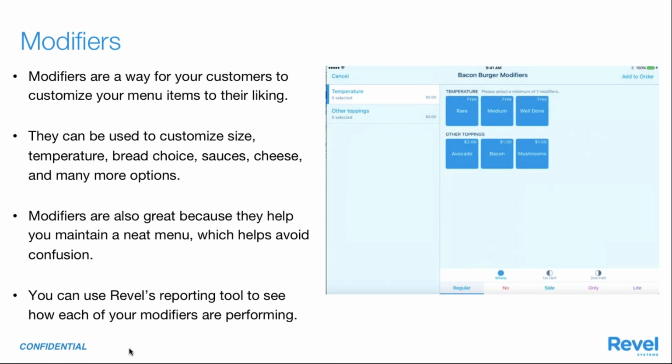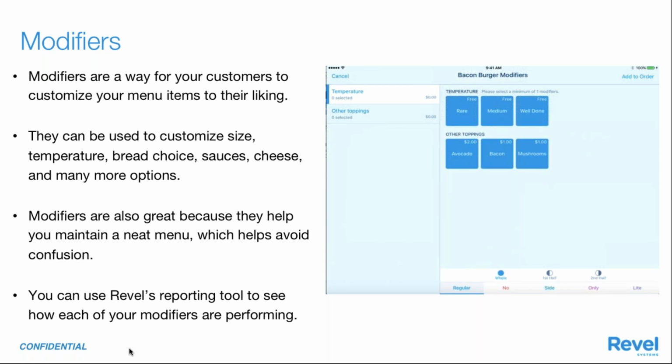So when I specifically talk about temperature, if you're cooking meat, that's a great way to ask, how would you like that cooked? Modifiers are also great because they can help you keep incredibly neat menus. And if you don't want to have too much confusion, both for your employees and your customers, using modifiers is a great tool. You can also force the use of modifiers so that your employee has to select an option before submitting something to the kitchen. That would eliminate a lot of errors for you.